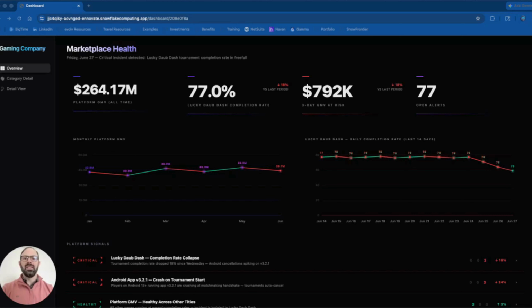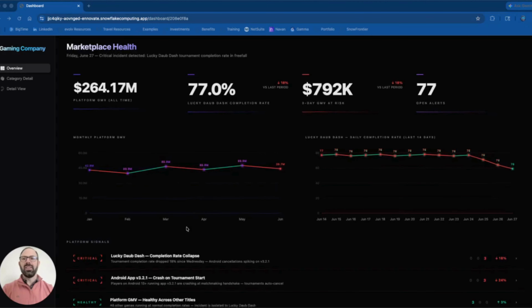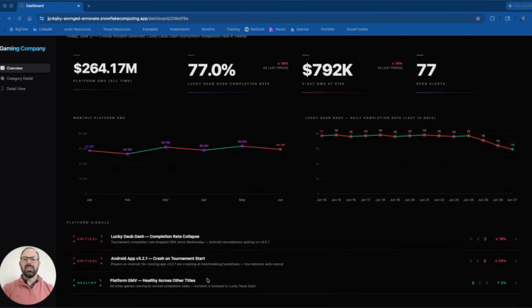Now this is where it gets interesting, the platform signals. Completion rate collapse. This is our primary leading indicator. When completion drops, it directly translates into lost GMV. Android app issue. This points to a likely root cause, tying the issue to a specific platform or release. Everything else looks healthy at the bottom. This tells us the issue is isolated, not systemic. These signals help us move from detection to impact to root cause very quickly.